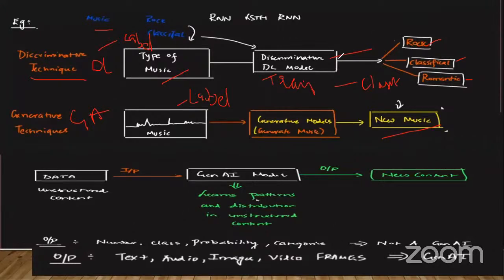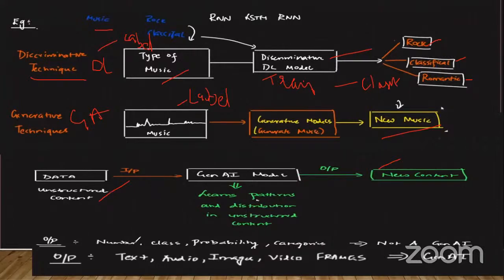I already told you, whenever the input is unstructured data, the generative model is trained and it gives you new content out of it. Usually when we do generative AI, we give mostly unstructured data, because coming back to our basics, 80% of the data is unstructured. That's why there is a need for this kind of model.